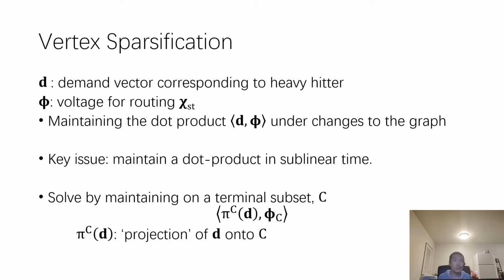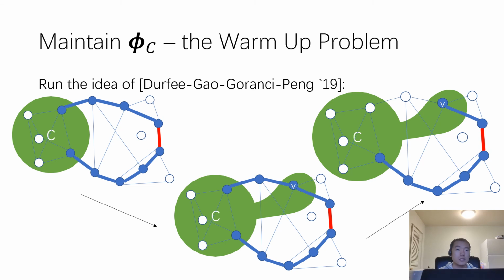So the dot product is turned into a dot product between the voltage vector restricted to the terminal set C and a so-called projection of D onto C, which is a linear function on the original vector D. Then both terms of the dot product can be maintained similarly. For the right operand phi of C, the voltages on a subset of vertices, we can simply call the algorithm from DJGP19, as the Schur complement not only preserves the edge energies, but also the voltages on the vertices. All the components remain the same, except we use an electrical solver to solve for the voltages instead of the edge energies. So this is exactly the same as the warm-up problem.